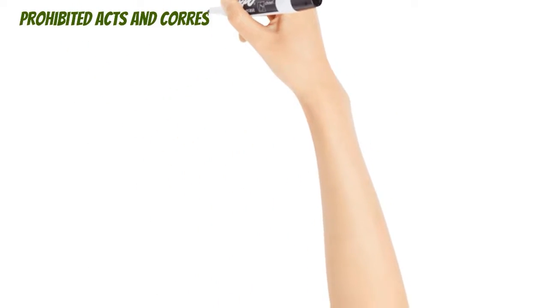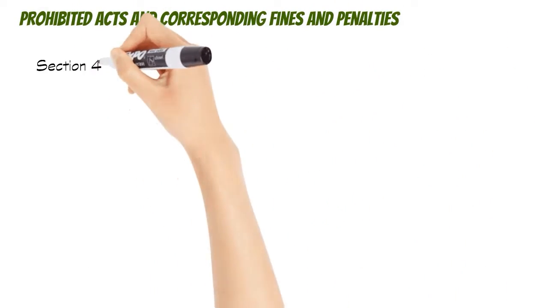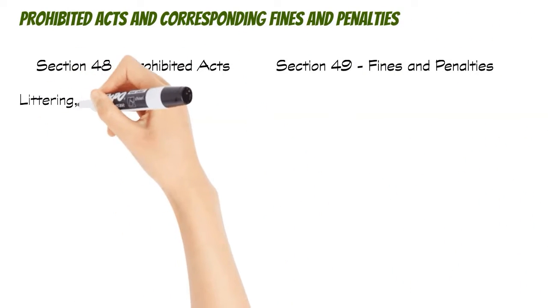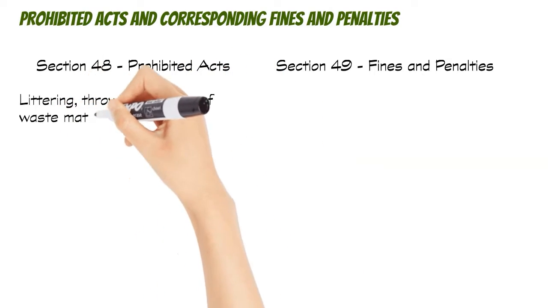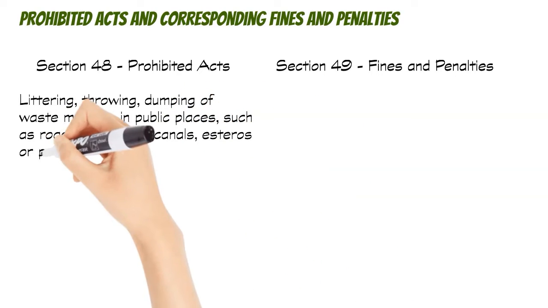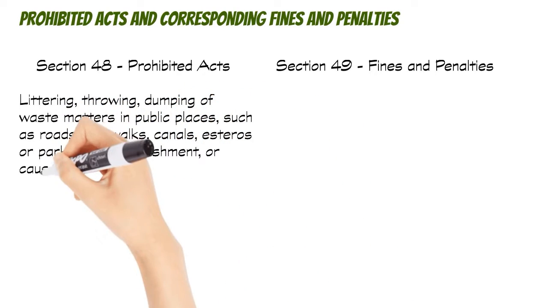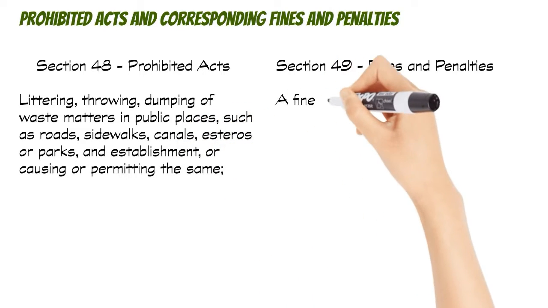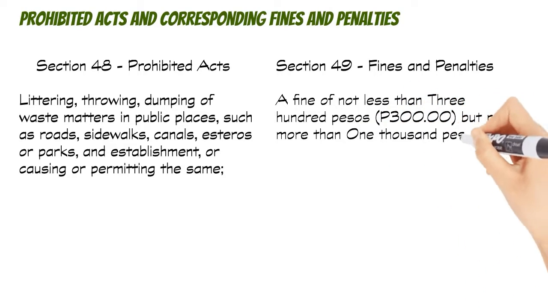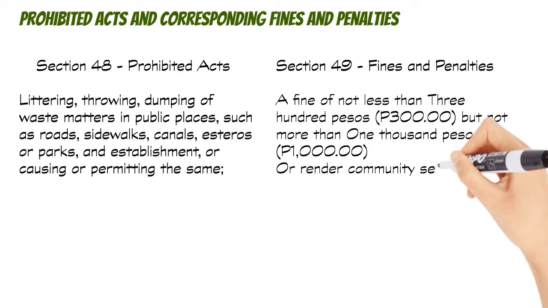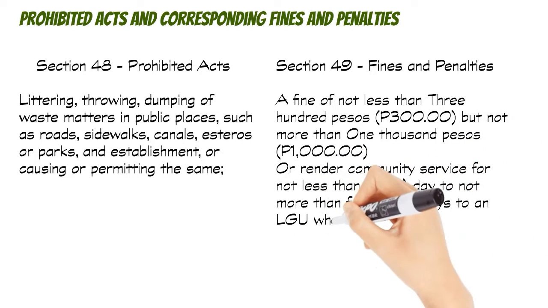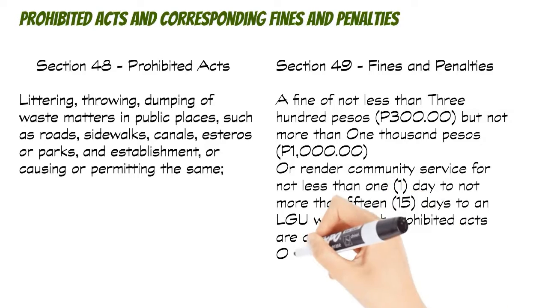Prohibited acts and corresponding fines and penalties. Section 48, Prohibited Acts. Section 49, Fines and Penalties. 1. Littering, throwing, dumping of waste matters in public places, such as roads, sidewalks, canals, esteros or parks, or an establishment, or causing or permitting the same. A fine of not less than 300 pesos but not more than 1,000 pesos, or render community service for not less than 1 day to not more than 15 days to an LGU where such prohibited acts are committed, or both.